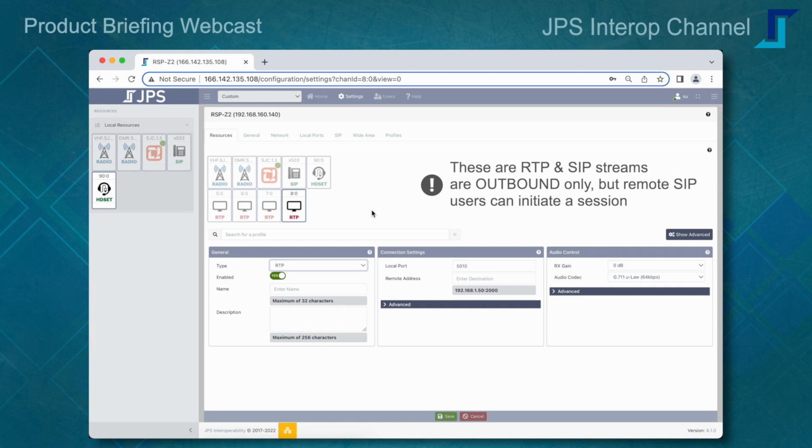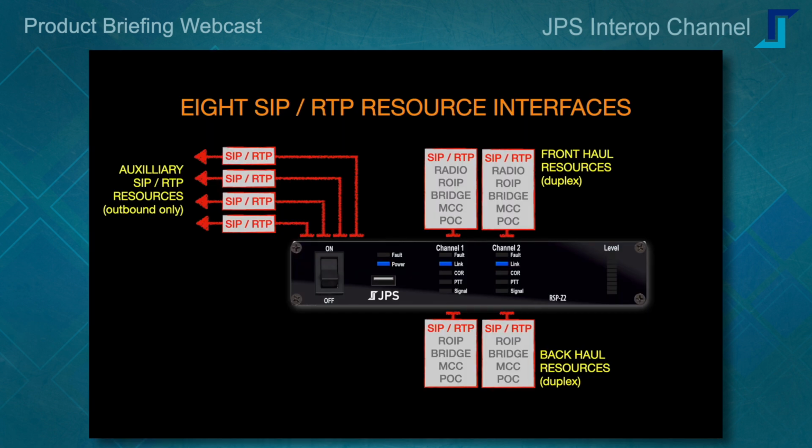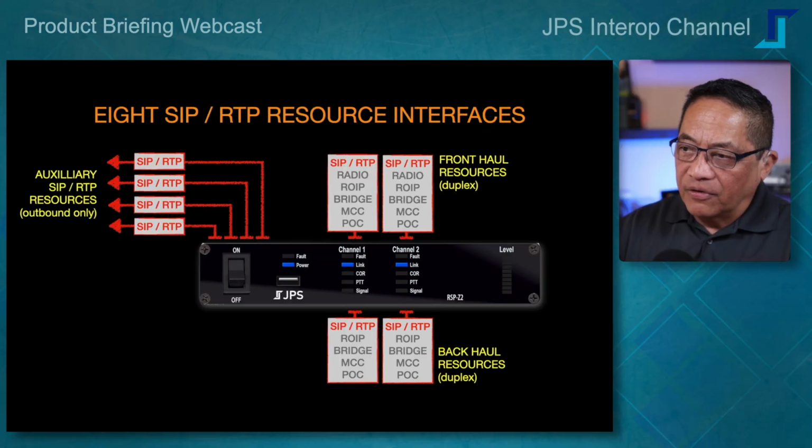And there's essentially 8 SIP and RTP interfaces in the RSP-Z2. And so you can see here that we do, in fact, have 8 SIP or RTP resources, depending on my mission or requirements. I have a lot of SIP interfaces. I might not want to use them all, probably will not need to use them all, but you can see the flexibility, again, of this RSP-Z2.